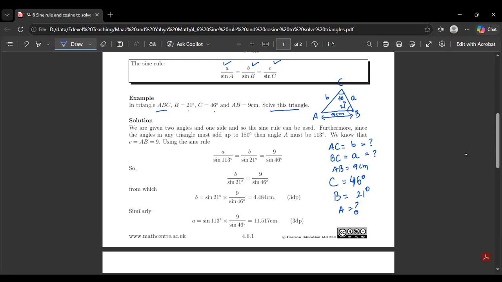Now what we know is the sum of all angles of a triangle equals 180. So can I say angle A plus angle B plus angle C equals 180? We know the two angles, so we're going to plug in the values. When we substitute the values of B and C, we're going to get A equals 180 minus 21 plus 46, which is going to be how much? 67, right? So 180 minus 67 is going to be 113, right? So your angle A is going to be 113.